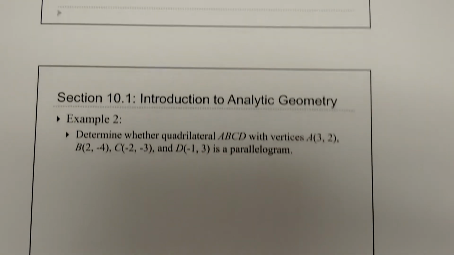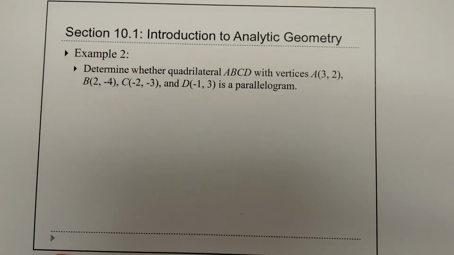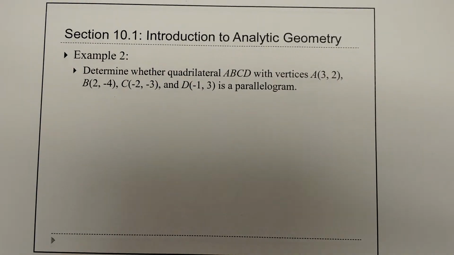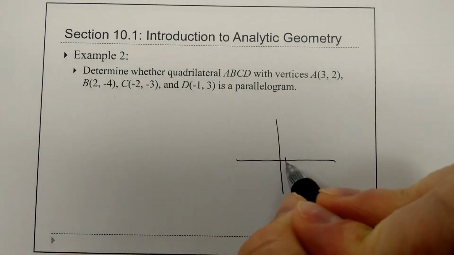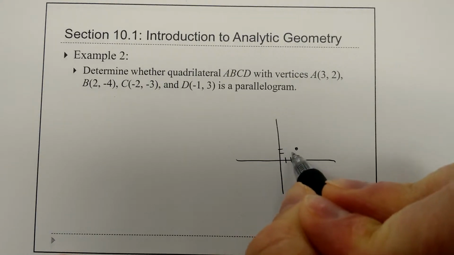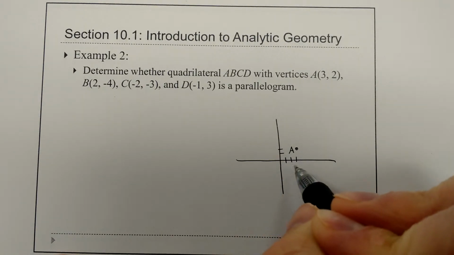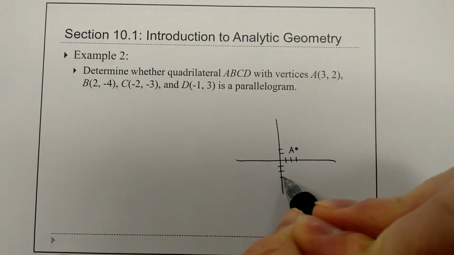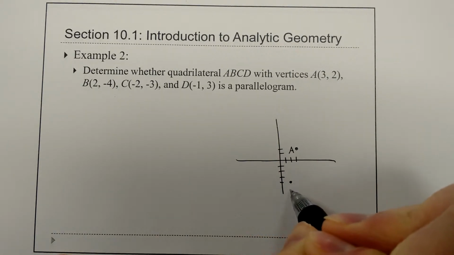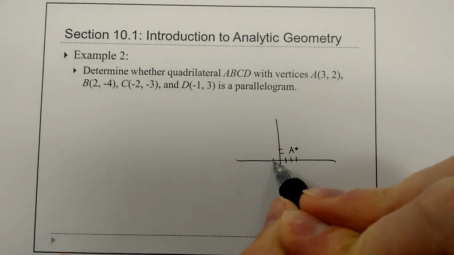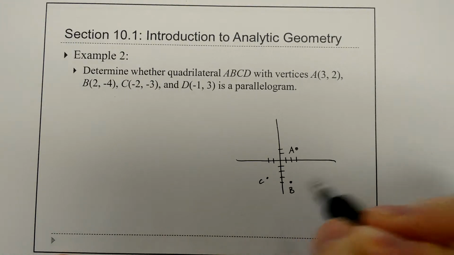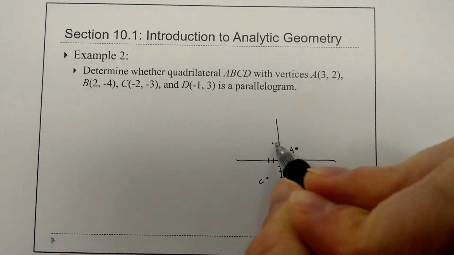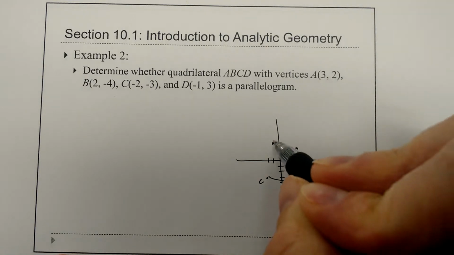So here's another kind of question. Determine whether the quadrilateral ABCD with vertices at 3, 2, 2, negative 4, negative 2, negative 3, and negative 1, 3 is a parallelogram. So A is at 3, 2. B is at 2, negative 4. C is at negative 2, negative 3, and D is at negative 1, positive 3. So there's your shape.